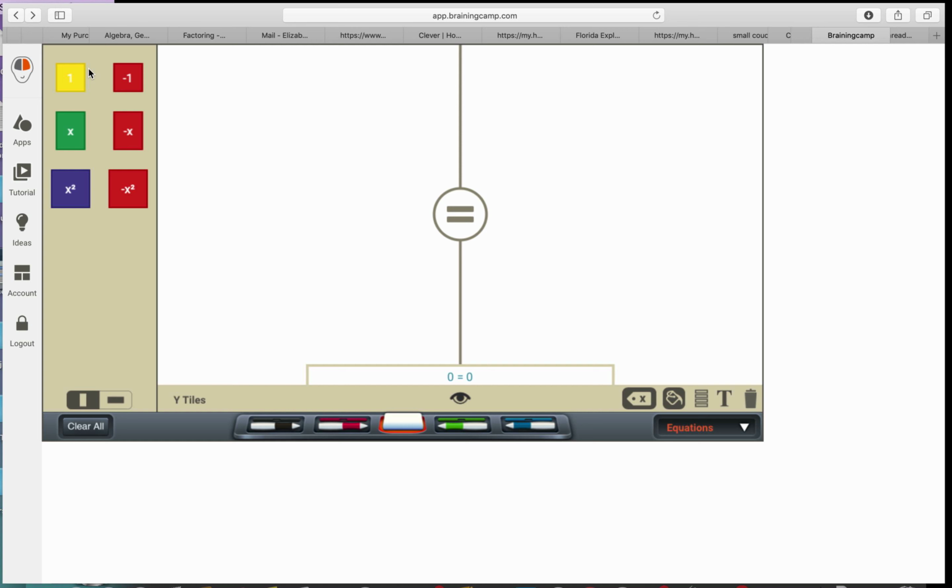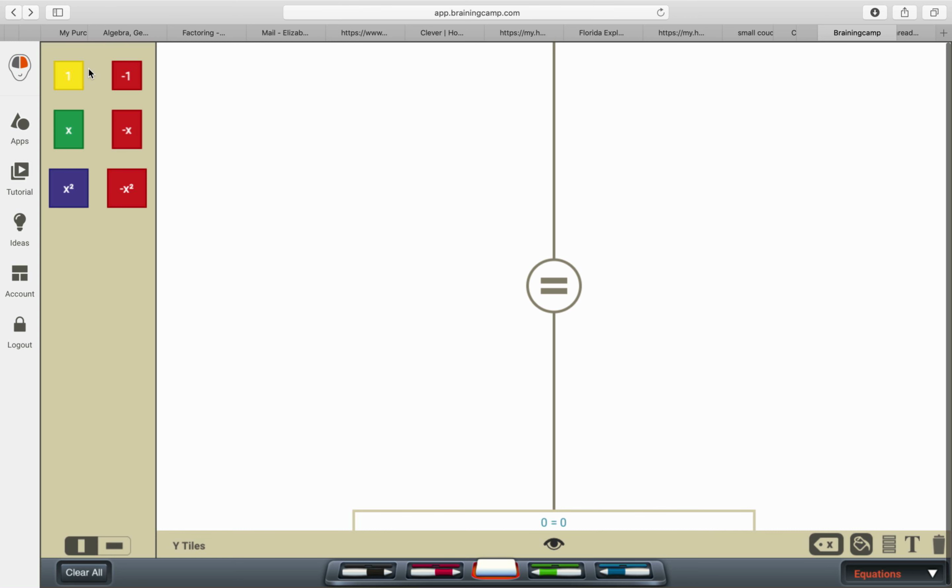Welcome to this video on how to solve two-step equations using algebra tiles. Now, before we jump into exactly how to do this using algebra tiles, I want to explain for a moment the importance of keeping an equation true.